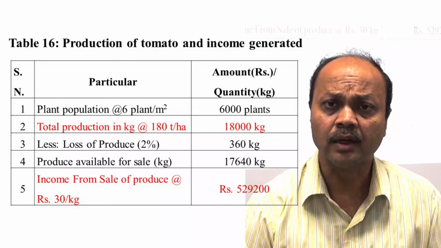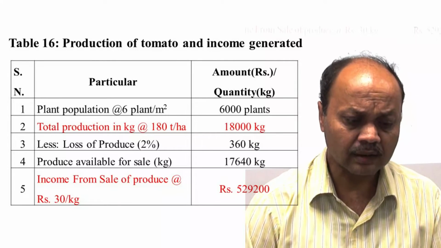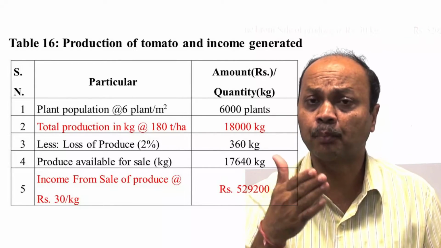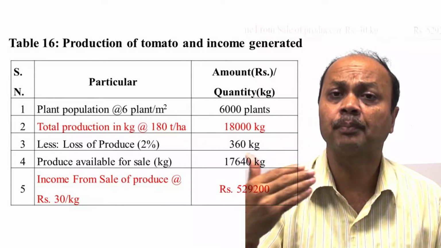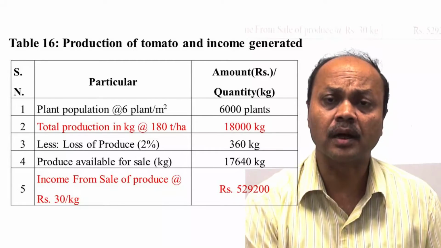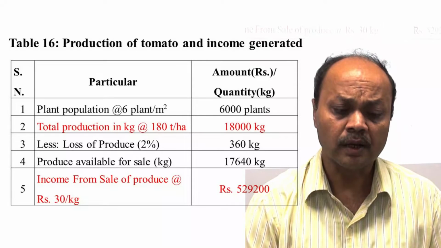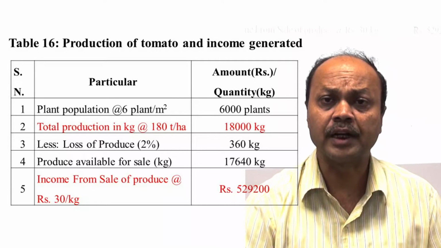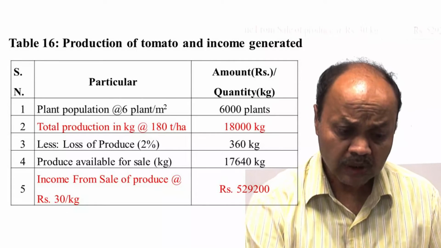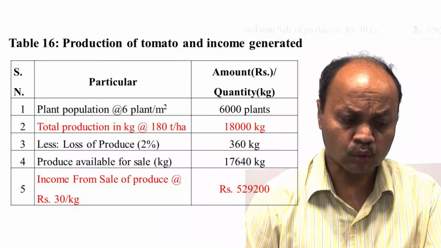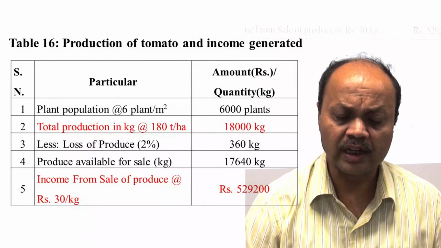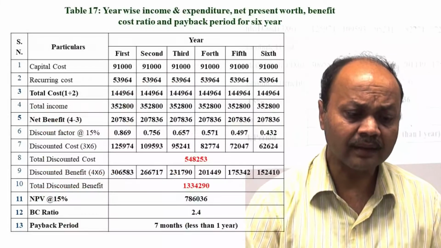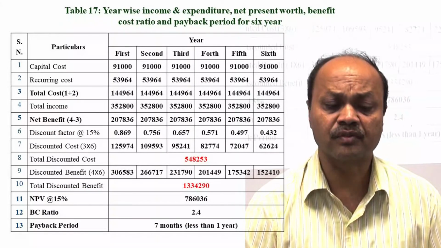It is not high. And for the average price, because some produce will get the off season, your price realization will be better in that. So average price we have taken 30 rupees per kg for your 180 ton yield. So the total income you will get is 5,29,200 rupees. And the same here, we have taken the calculation for 6 years.